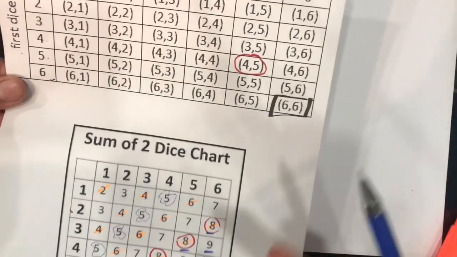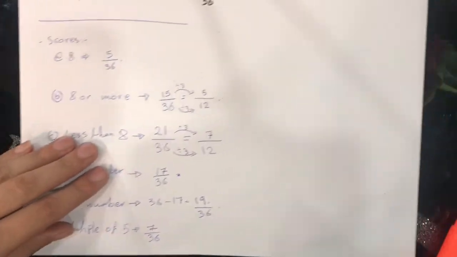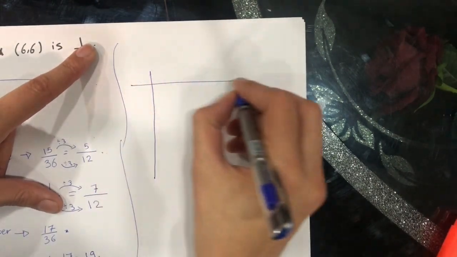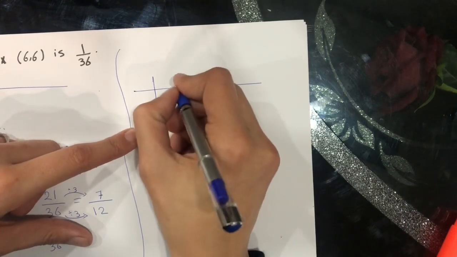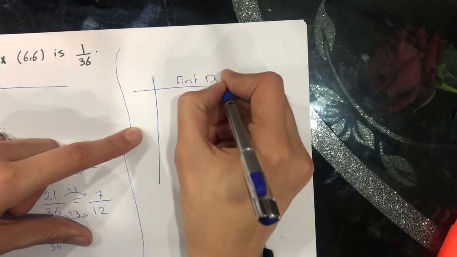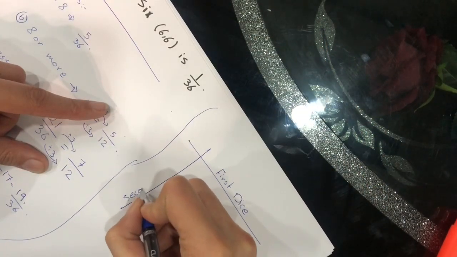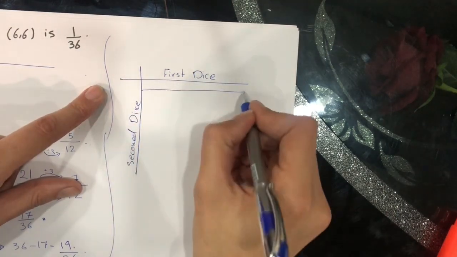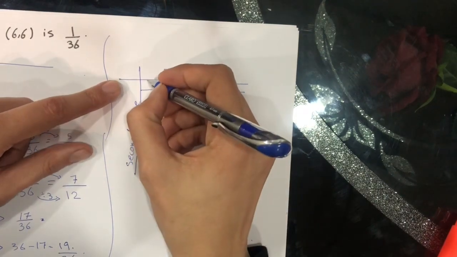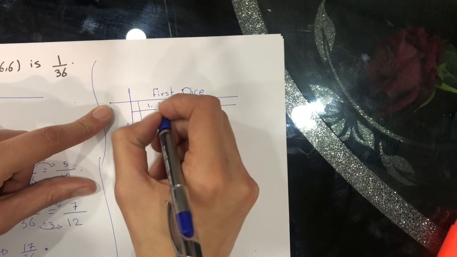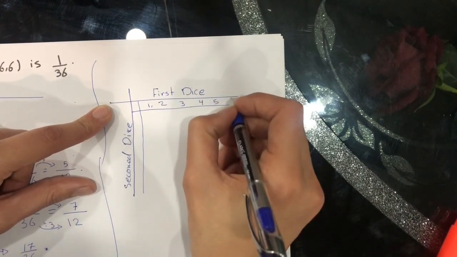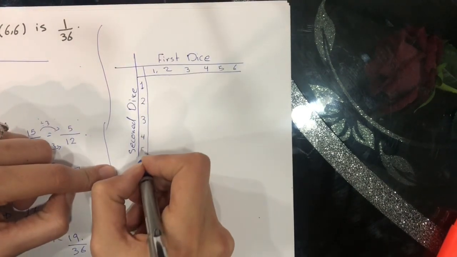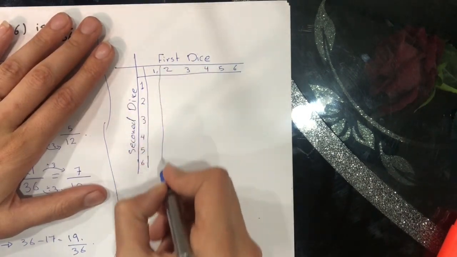Now, if you need to construct this table from scratch, let's say your question is having 2 dice thrown. You will first make 1 column and 1 row. This is for the first dice. And here is for the second dice. Then you need to list all the outcomes of the first dice and all the outcomes for the second dice. So the first dice might roll 1, 2, 3, 4, a 5, or a 6. The second dice might roll a 1, a 2, a 3, a 4, a 5, or a 6. Now there you have your table.